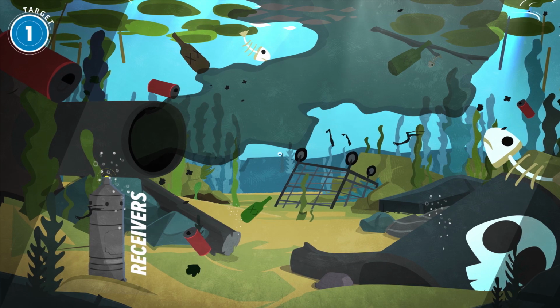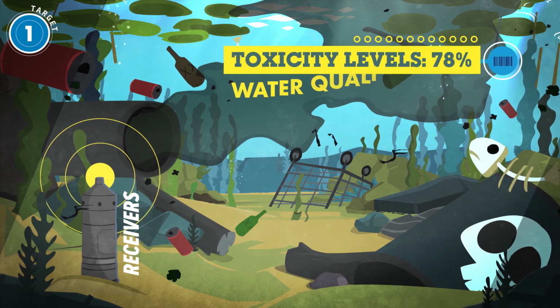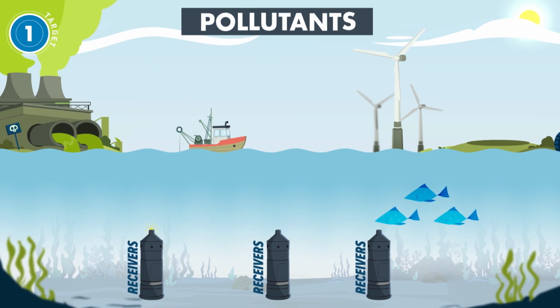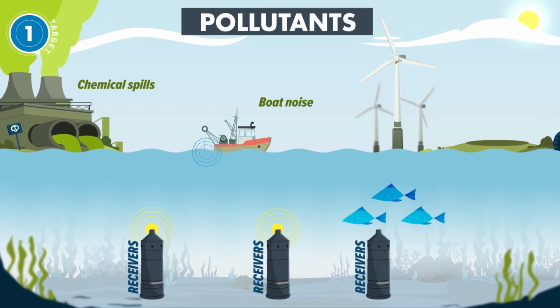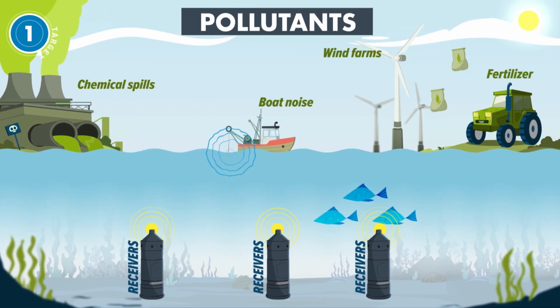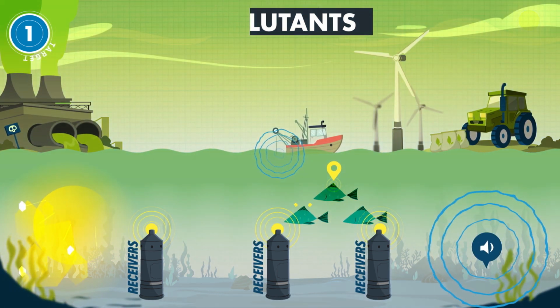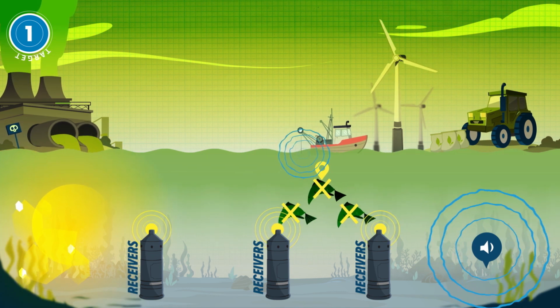Acoustic telemetry can be used to measure the effects of marine pollution directly in the wild. It can measure pollutants like chemical spills and waste, boat noise, wind farms, fertilizers, light pollution and seismic noise, revealing the effects on animal behavior and disturbances to aquatic life.